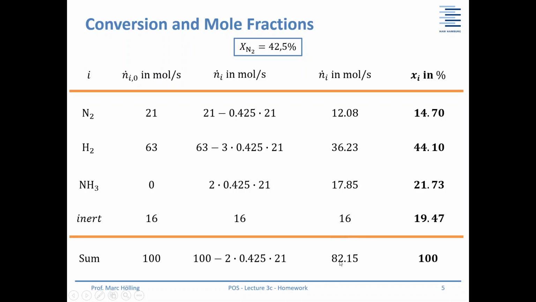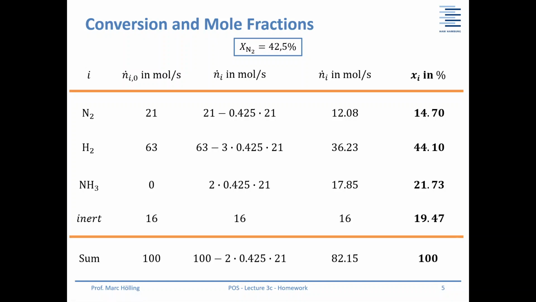And if you sum it all up, then you have a mole flow of 82.15 moles per second. Okay, and now you just have to calculate the mole fractions. So for this, you have to calculate your mole flow of nitrogen divided by the total mole flow at the outlet, and then you have 14.7%. For hydrogen, it's 44.10%, ammonia 21.73%, and so on. And in total, this should be 100%.